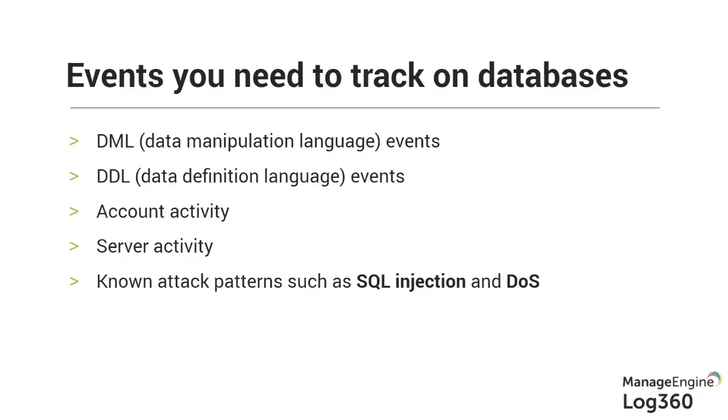So when it comes to actual events that you want to track on your database, these are the 5 main categories of events that we recommend you track, right? Tracking these events essentially gives you complete visibility over what is going on in your database. It helps you understand if the data in your database is secure and your database remains available, right? So this is essentially what you want to be tracking.